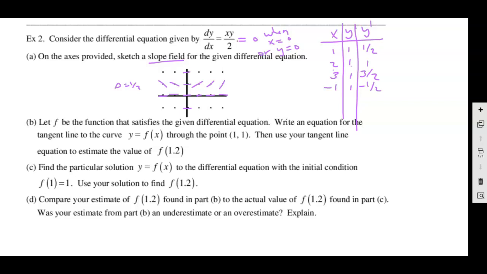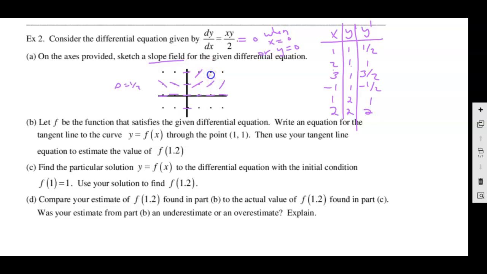Let's go look at the row right above it. Let's test this point, which is the point 1, 2. X times y divided by 2. So 1 times 2 is 2, divided by 2 is 1. So here we go. That's a slope of 1. If I test that point, that's 2, 2. 2 times 2 is 4, divided by 2 is 2. So the slope at that point is 2.